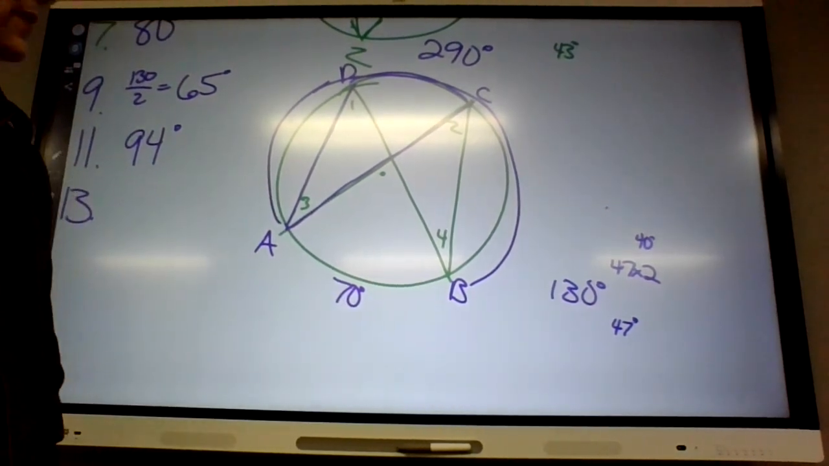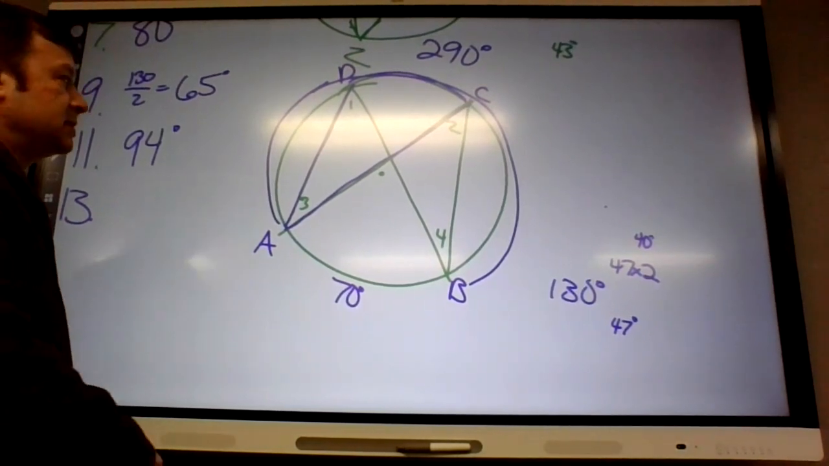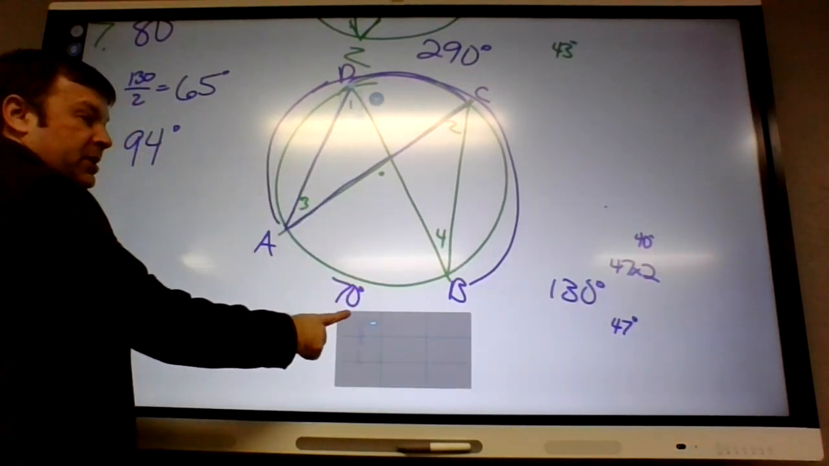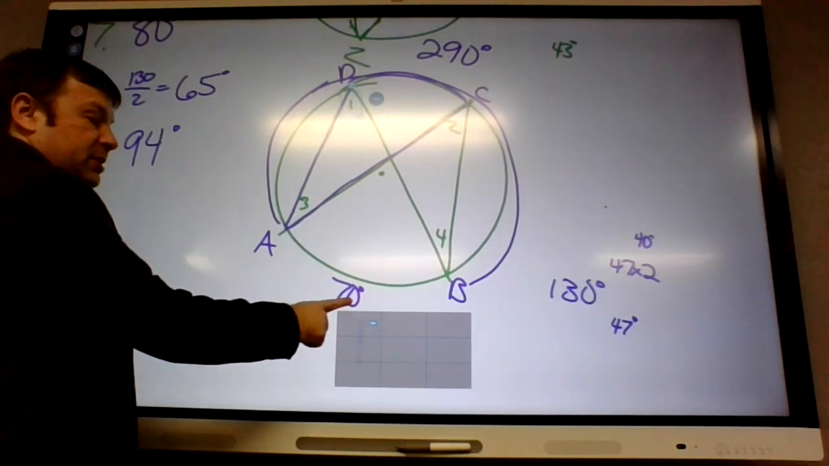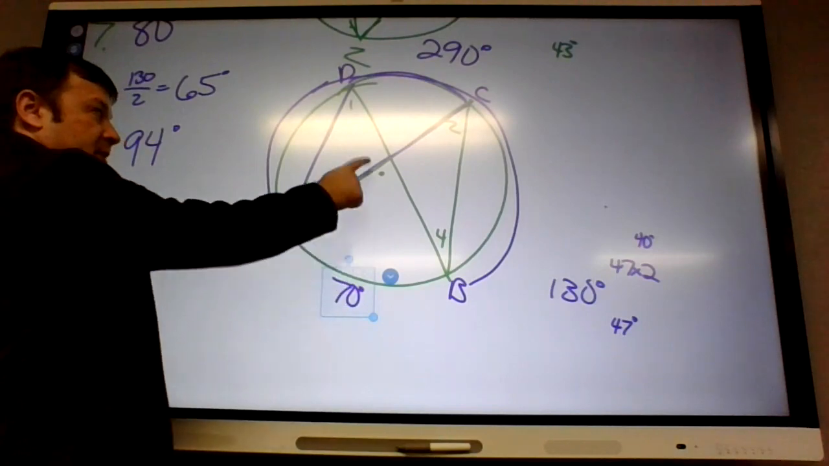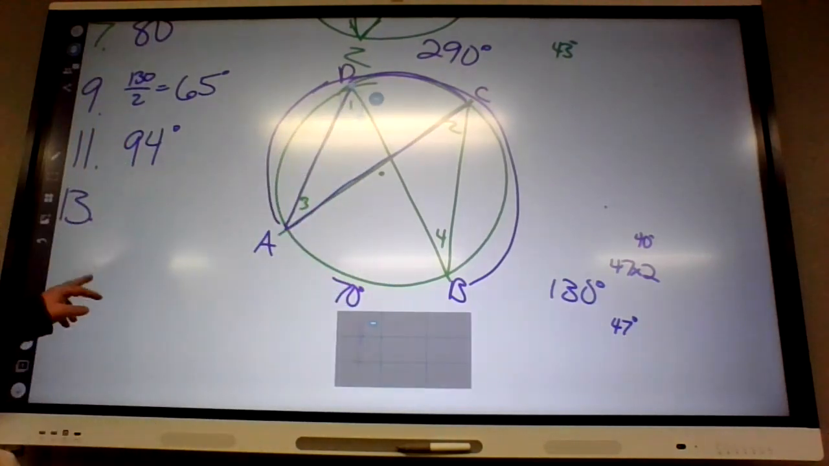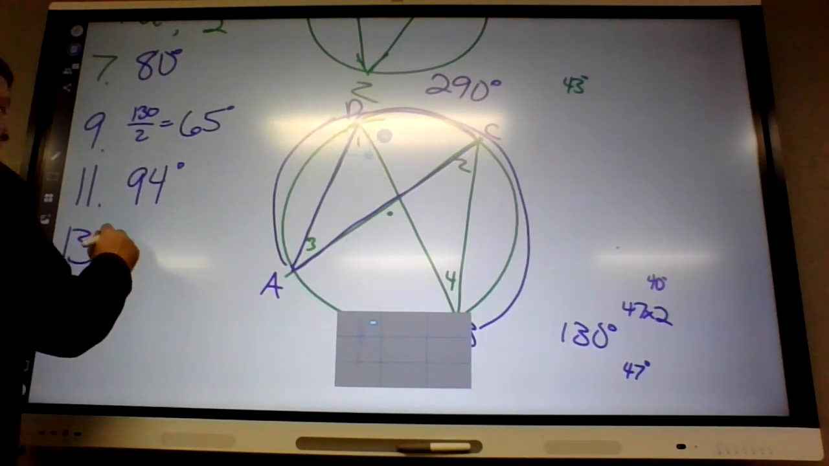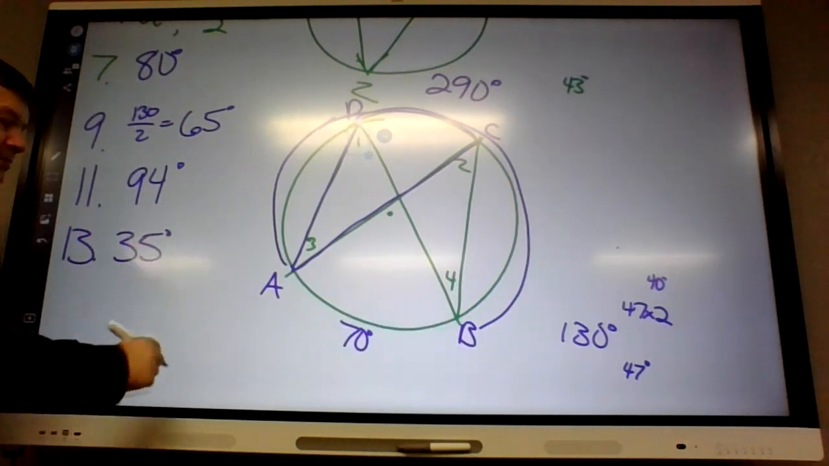They're probably going to ask about that. Find the measurement of angle 1. So angle 1 intercepts arc AB, just like back to number 7 again. So it's going to be half of this arc. 70 divided by 2. Is that the same answers? No. 35 degrees.